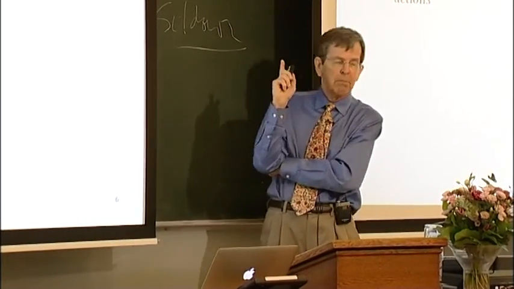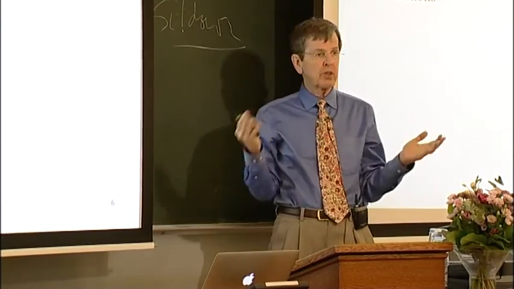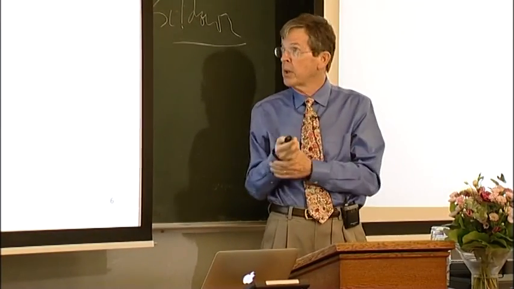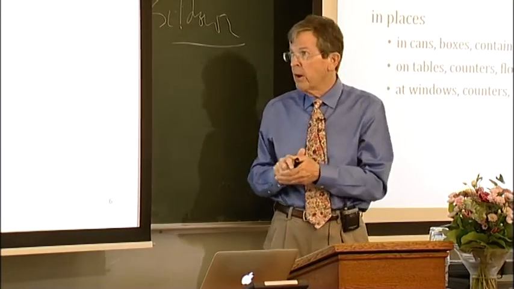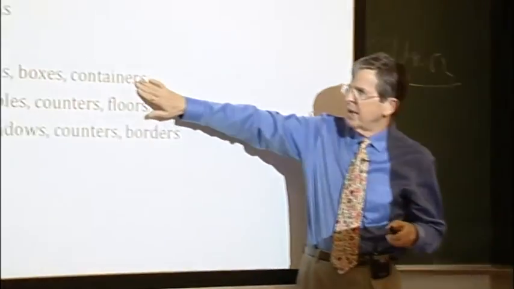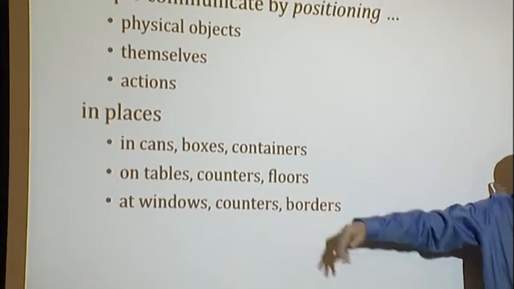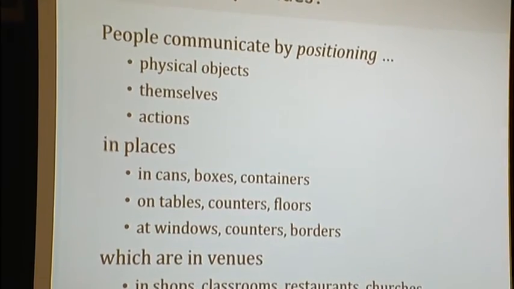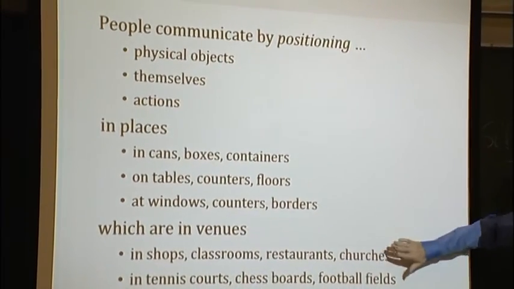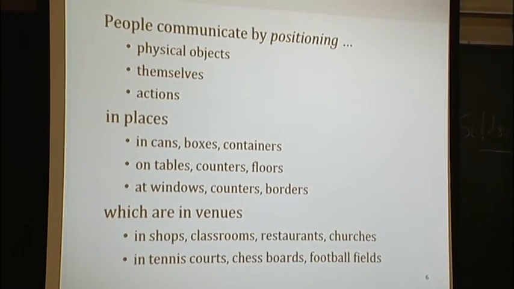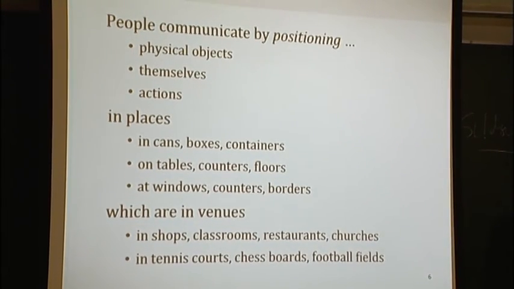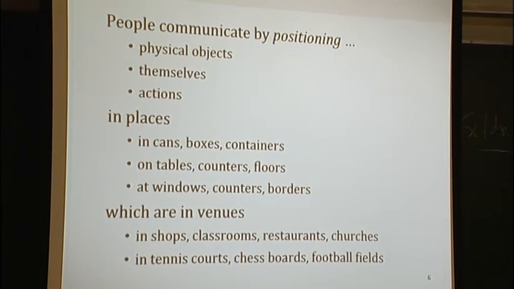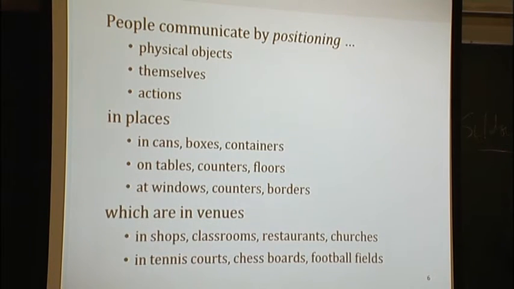So people communicate by positioning these things, physical objects. They position themselves, they position actions in places, very particular places, like in cans, boxes, containers, on tables, at windows, counters. They do all that kind of stuff, which are themselves in larger venues, shops, classrooms, restaurants, and so on. This is the topic today, and I'm trying to figure out how to get you into this and make it clear that this is an extremely important part of ordinary everyday communication.